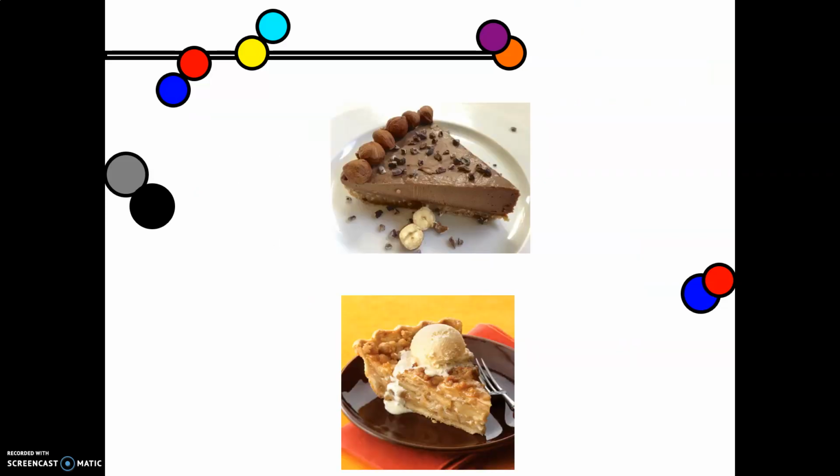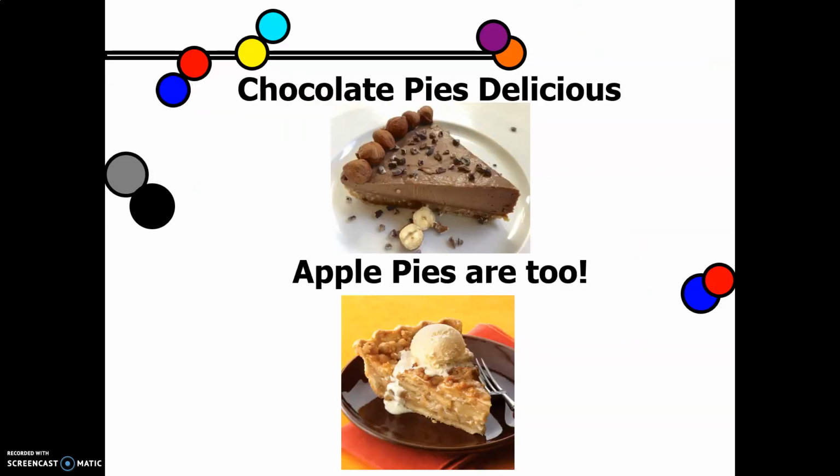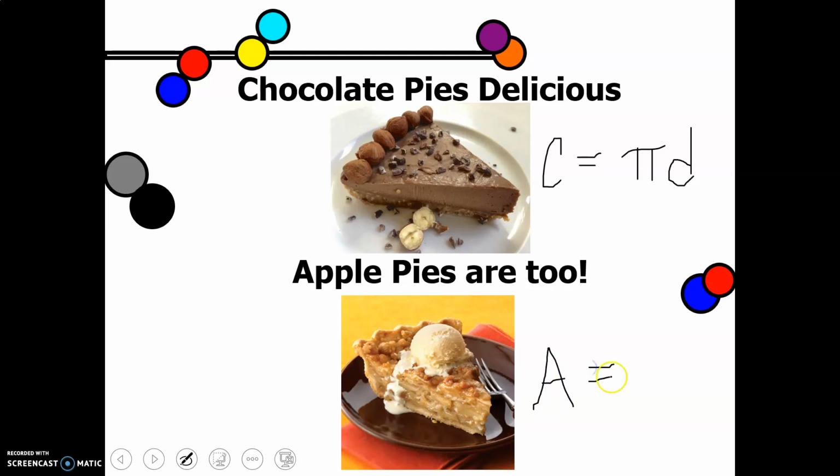Now, there is a way to help you remember these two very similar looking formulas. Chocolate pie's delicious. Excuse the grammatical error, but that's done on purpose. Chocolate pie's delicious. Apple pies are 2. Okay, so circumference is pi d.